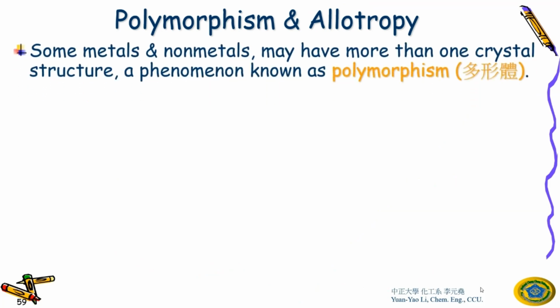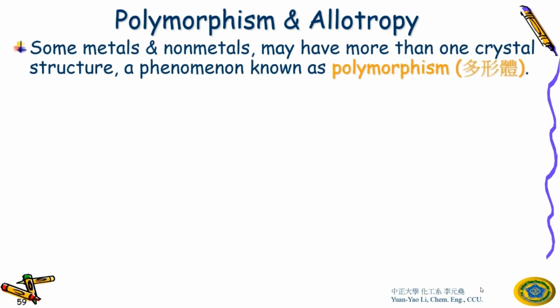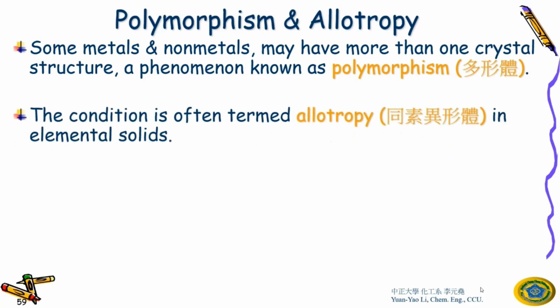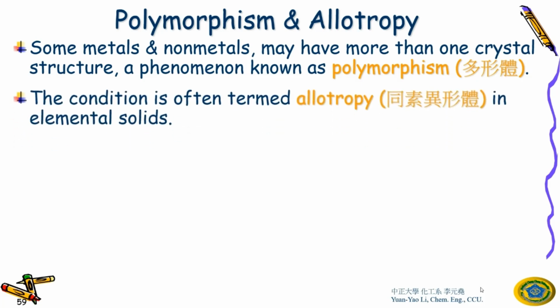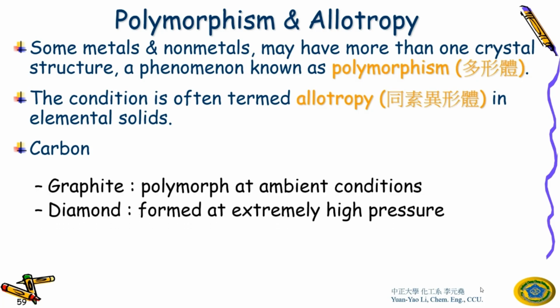Polymorphism is that some metals and non-metals may have more than one crystal structure, a phenomenon known as polymorphism. So you have two structures, or even 3, 4. The condition is often termed allotropy. These two words tell you the same thing. In the element studies, for example, carbon. Carbon is one type of element, but you can have many types of structure.